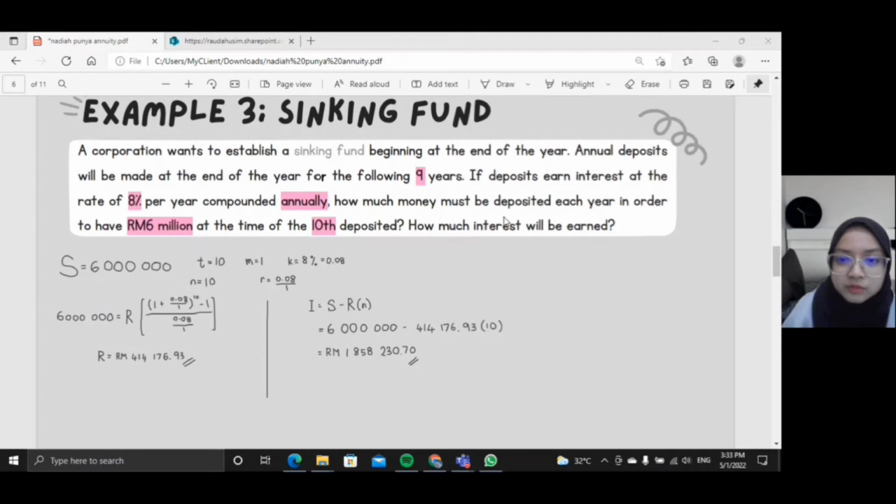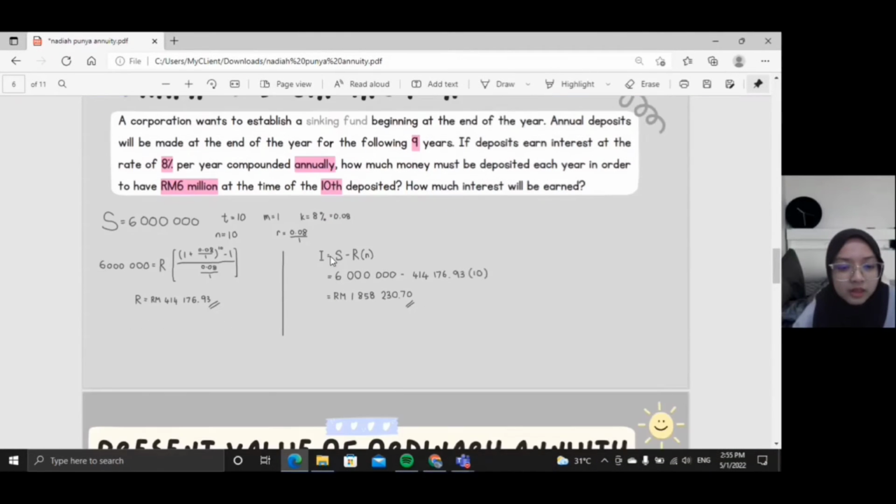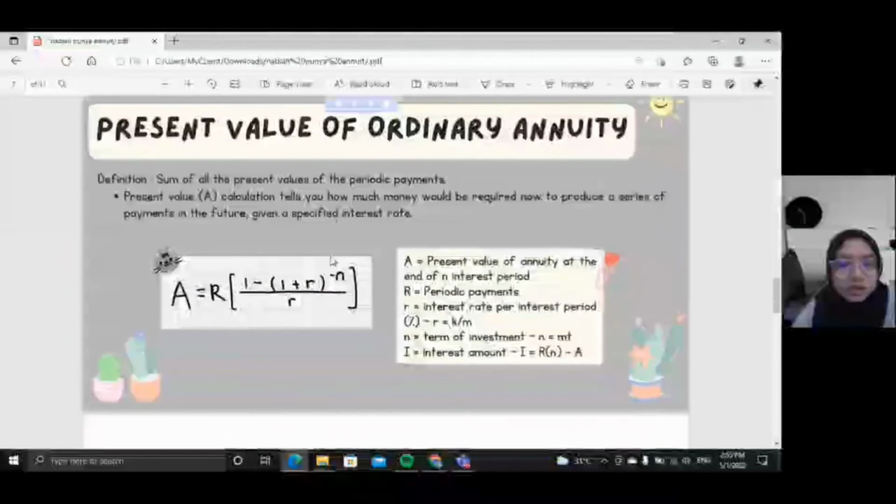Okay, next you need to find the interest that the corporation will earn. So use the formula I equal to S minus R times N. So we just substitute in the formula: 6 million minus 414,176.93 times 10, the N is 10. And then we will get the interest equal to 1,858,230.70 ringgit.